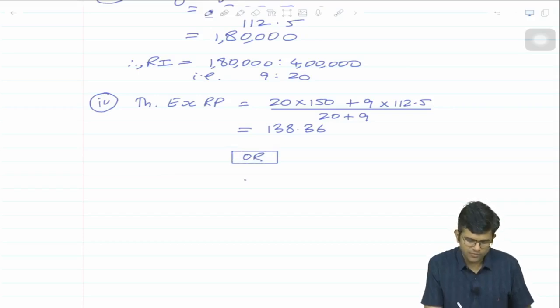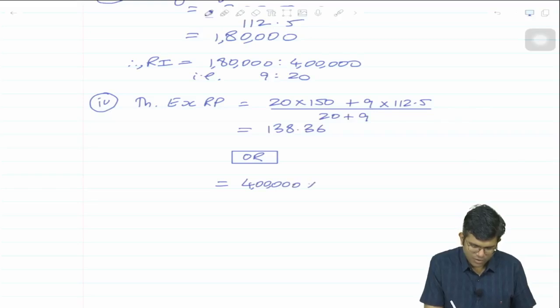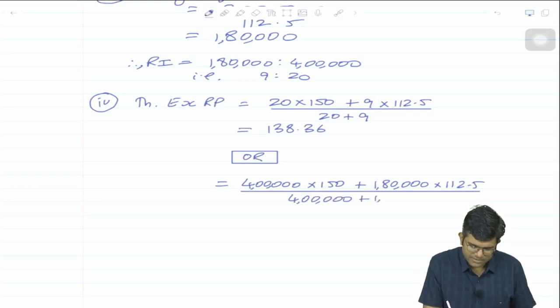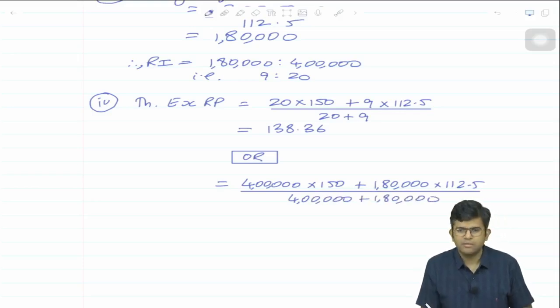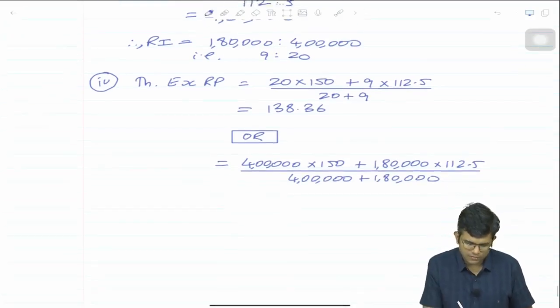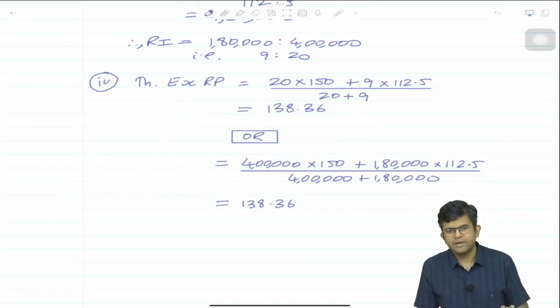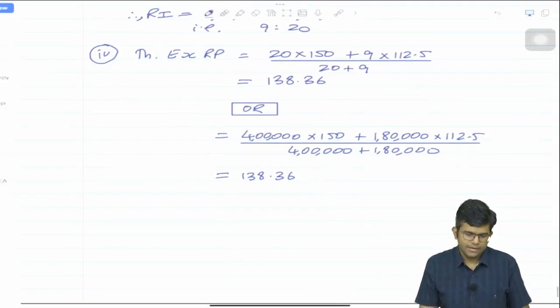Correct? 138.36. Or if you remember, we can do on total also. Remember this total, how we used to do? Total means you can also do like this: 4 lakh into 150 plus 1,80,000 into 112.5, the whole upon 4 lakh plus 1,80,000. Are you able to understand this? This also will give you 138.36. Done. Can I go ahead? All right. Next.